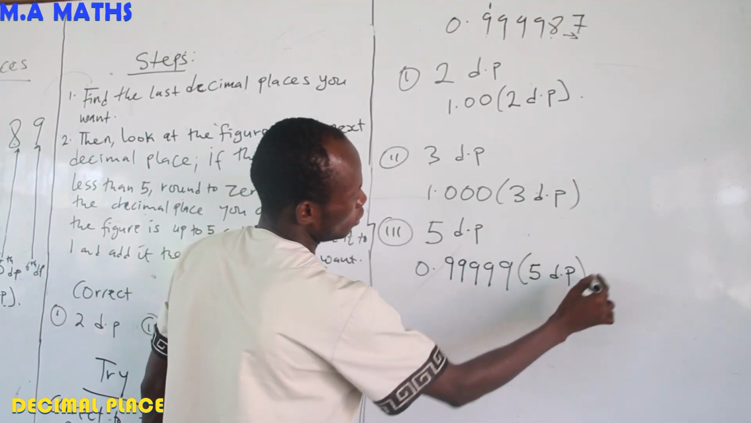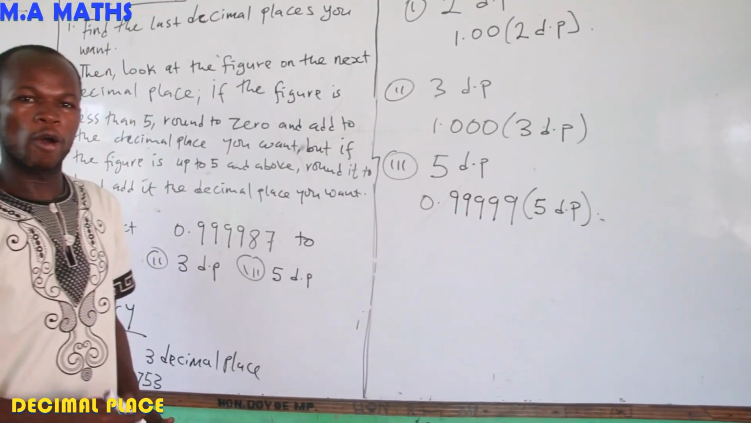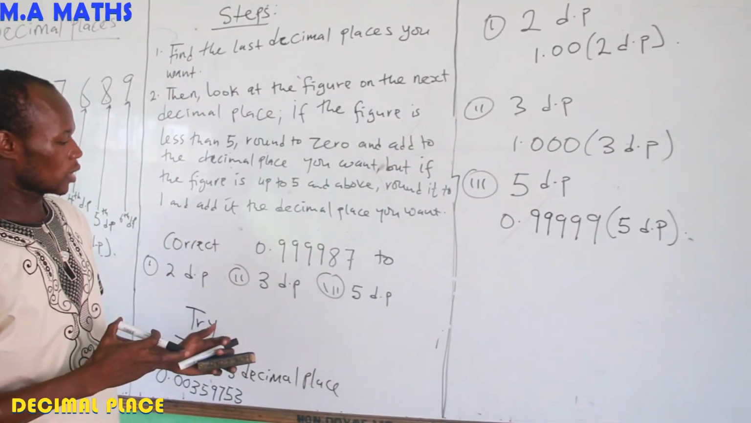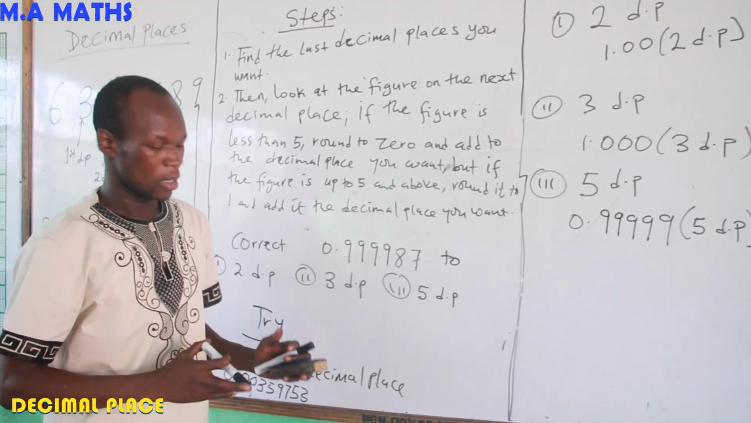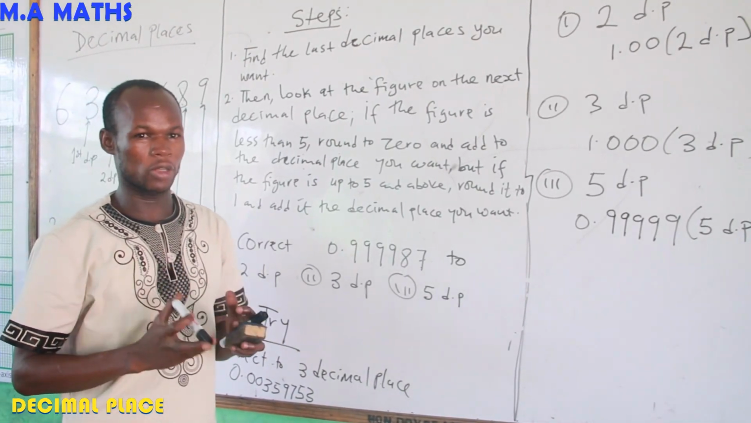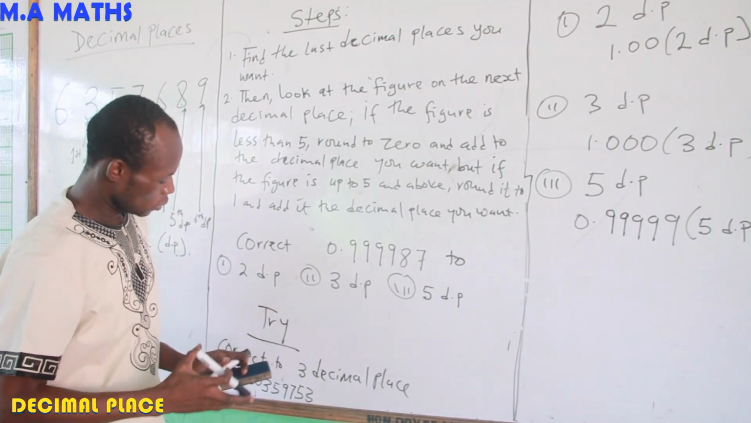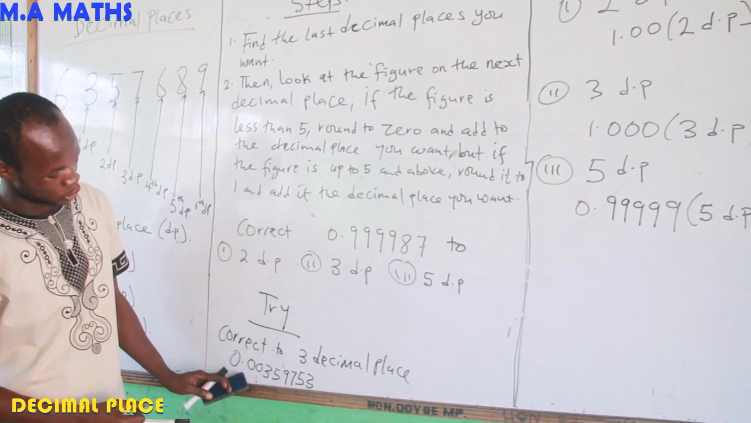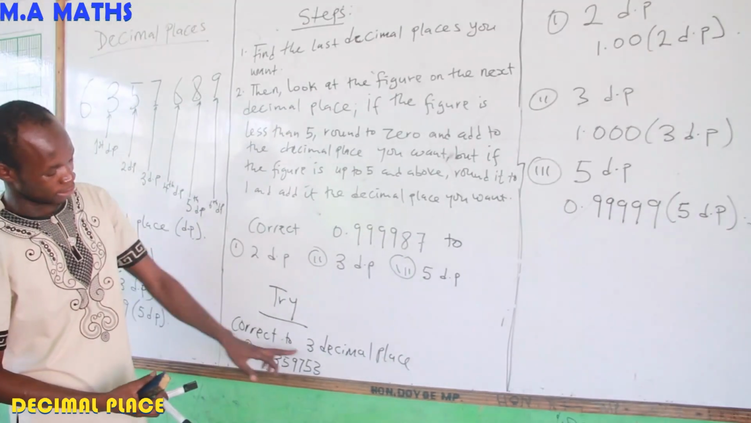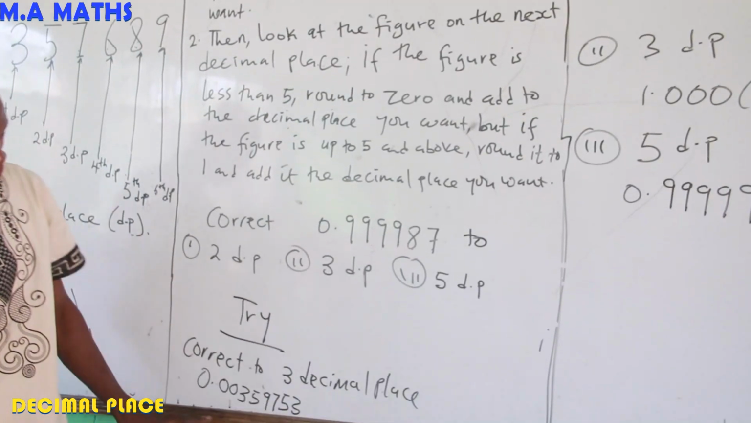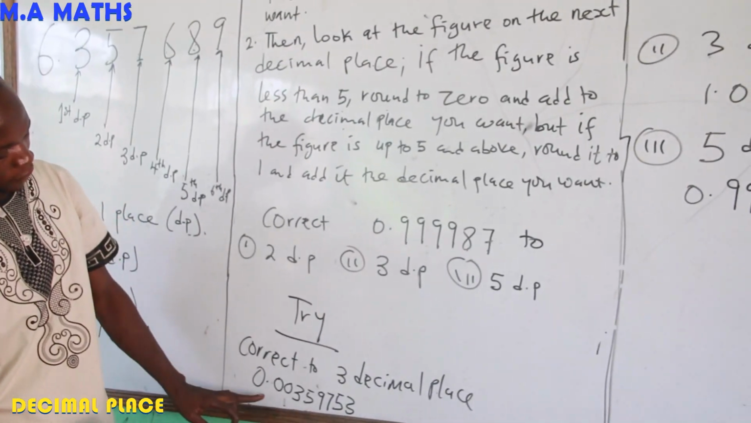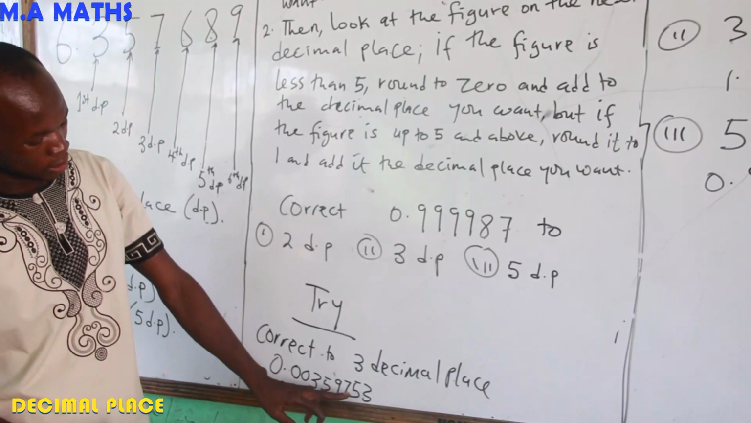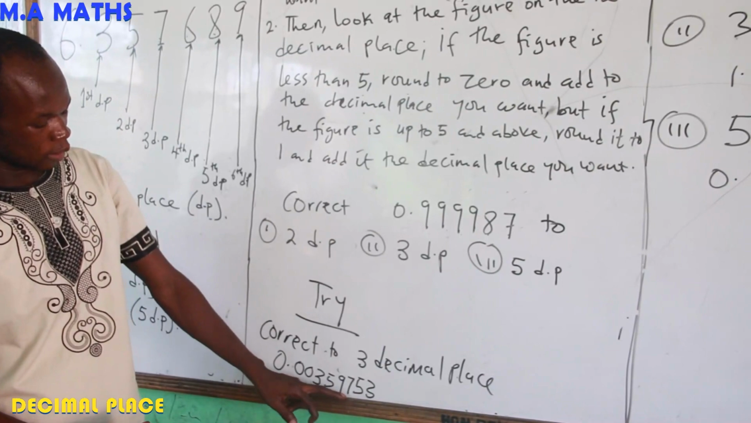Viewers, try your best not to confuse this with significant figures. This lesson is only on decimal places. After this lesson, I'll be talking about significant figures in my next lesson, so try to watch that video too. But before you go, try this one. Correct this one to 3 decimal places. I have 0.00359753. Round this one to 3 decimal places.